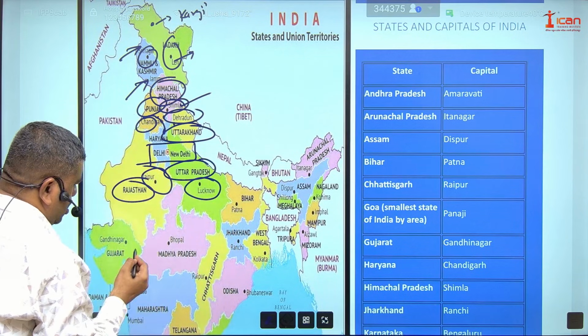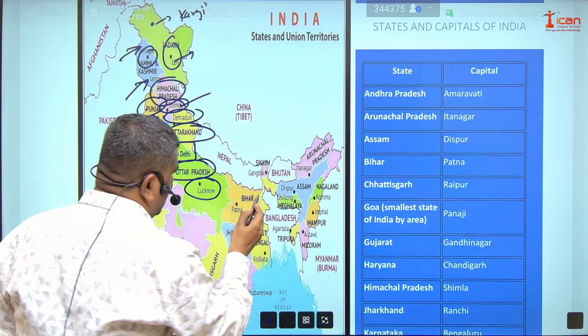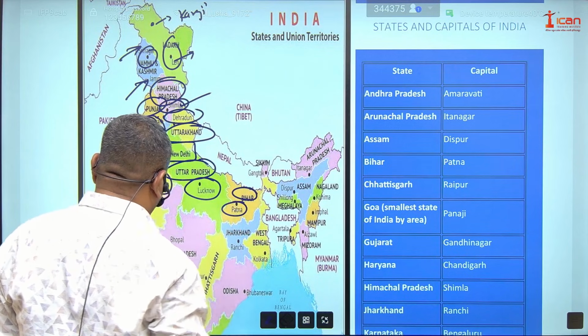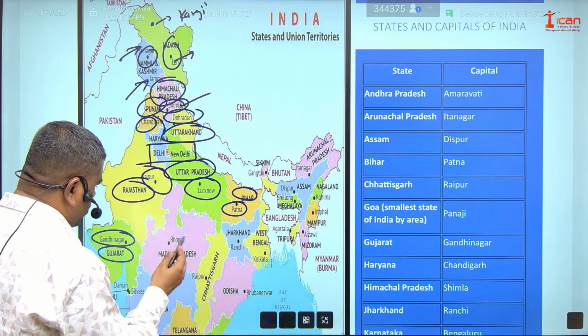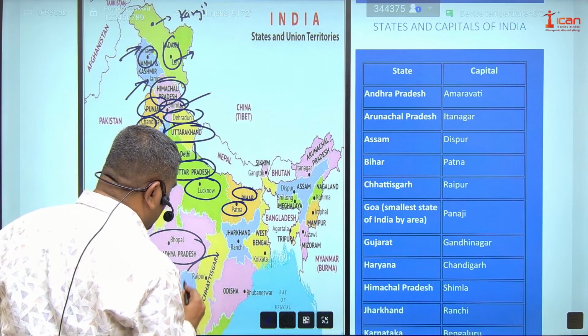If you go to the west again, Gujarat has Gandhinagar as the capital. Bihar has Patna as the capital. If you go to central India, Madhya Pradesh has Bhopal as the capital. Then Chhattisgarh has Raipur.